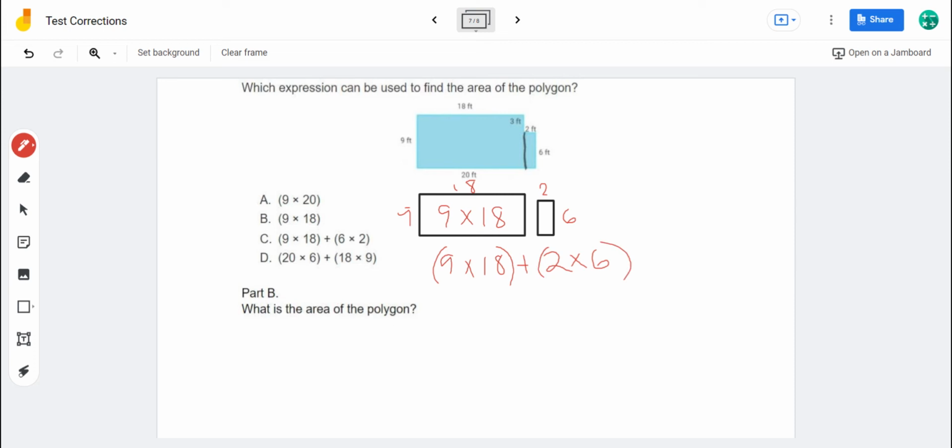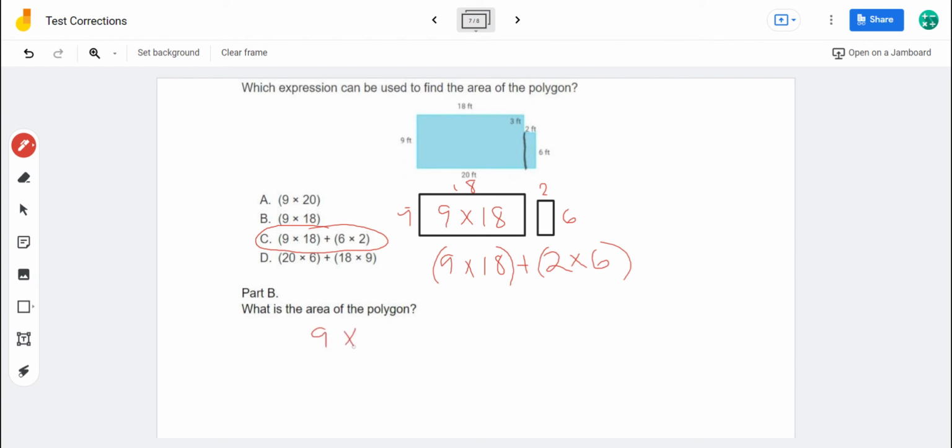So which is the correct way of solving for the area of this polygon? The correct answer is C. If you selected C, you got 1 out of 1 point. Now part B, your ability to do part B depended on whether you chose C as the answer. Part B, what is the area? So you have to use the problem you just created and solve it.